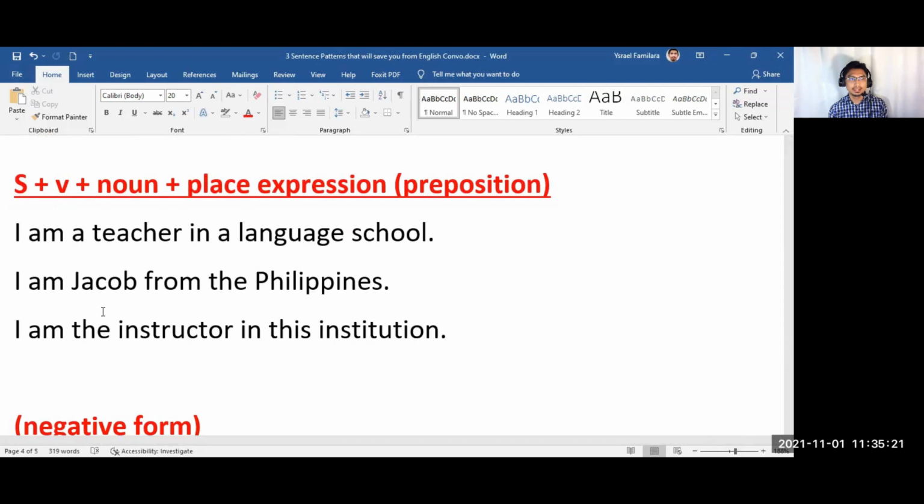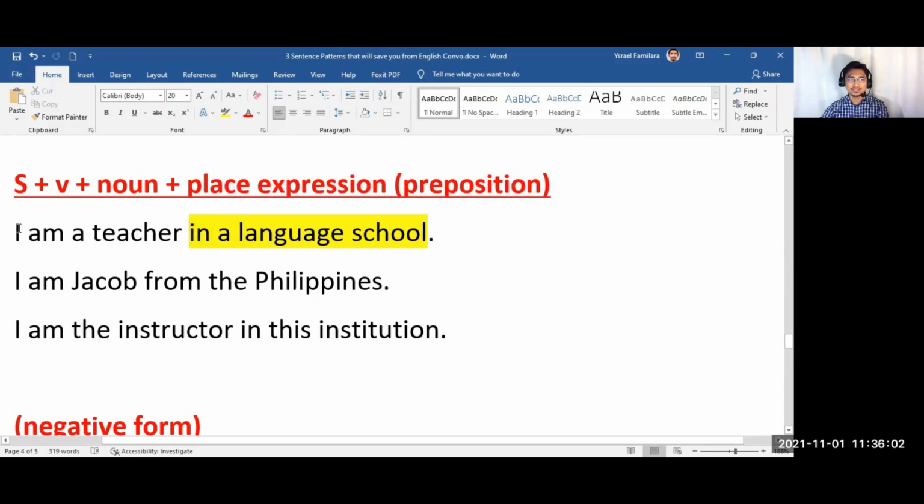Let's see the examples. I am a teacher in a language school. So here, our expression of place is in a language school. Okay, let's highlight that. And we can see that our preposition is in, it connects us to the school. Yes, you remember I had a lesson about this kind of preposition in the other videos. And we learned that the preposition is a connecting word. It connects noun to noun. So here we are being connected. The teacher is connected to school, a language school, by the preposition in.